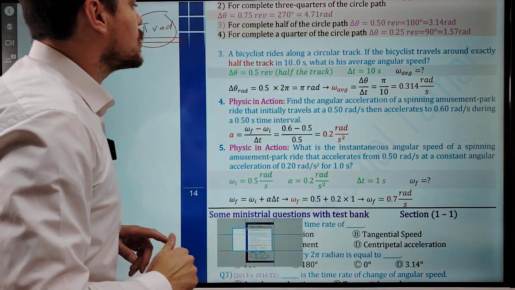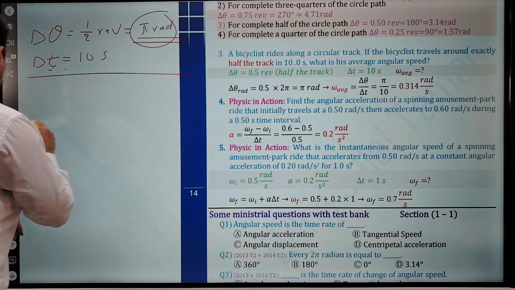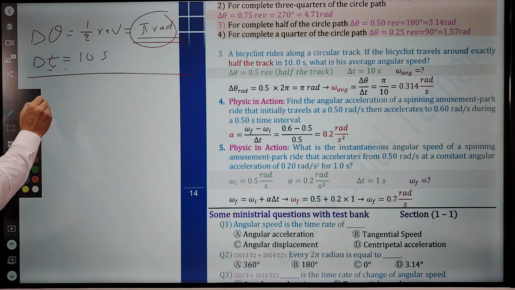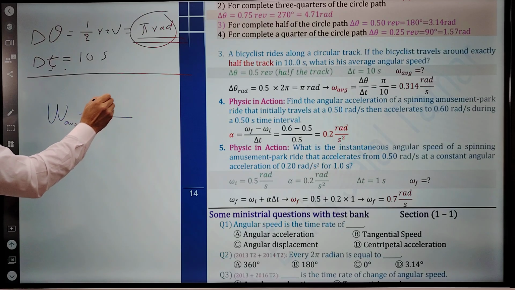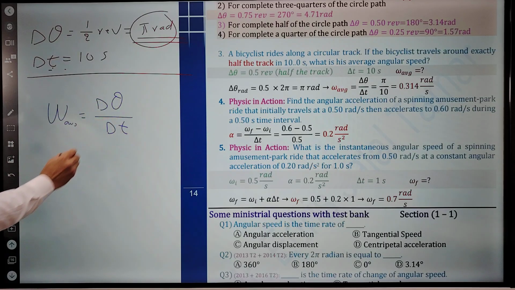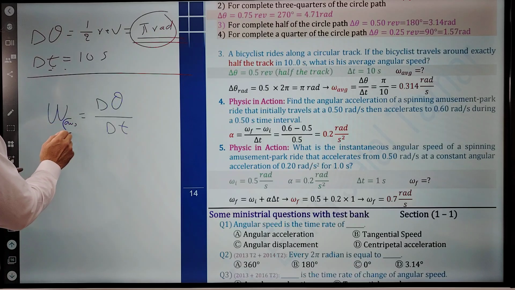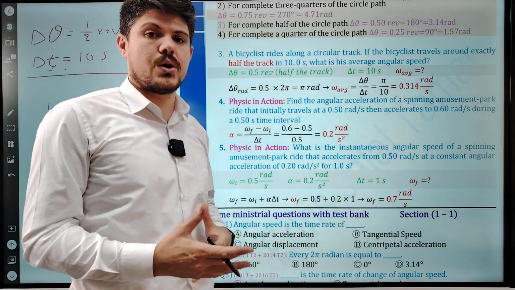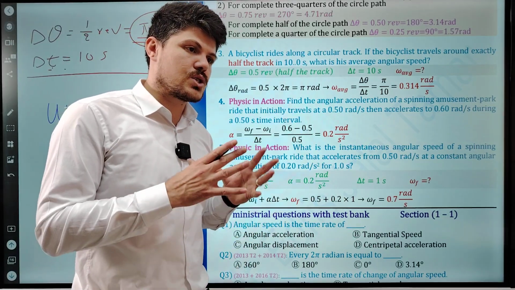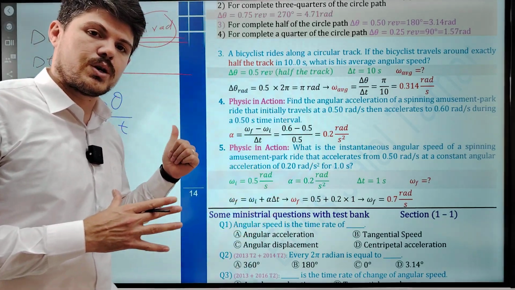So what is the average angular speed? To find the average angular speed, you have to use this equation. Only this equation can be used to find the average angular speed. This is different from the four kinematic equations. To find the average angular speed, you have to use only this equation.